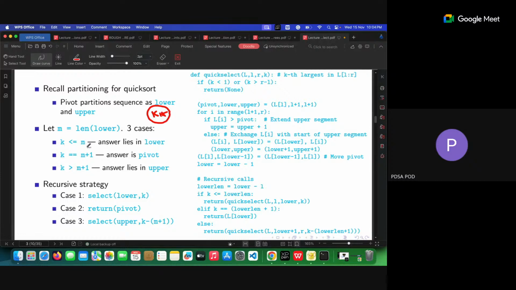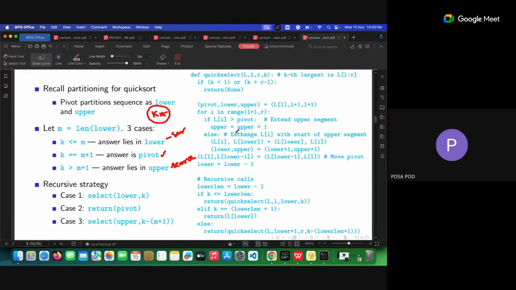If k is less than m, where m is the length of the lower part, our kth element is in the lower part. If k is equal to m plus 1, we got the pivot, the right pivot. If k is greater than that, it is available in the upper part, so we search the right part. So we search here and search here. The same thing is happening.